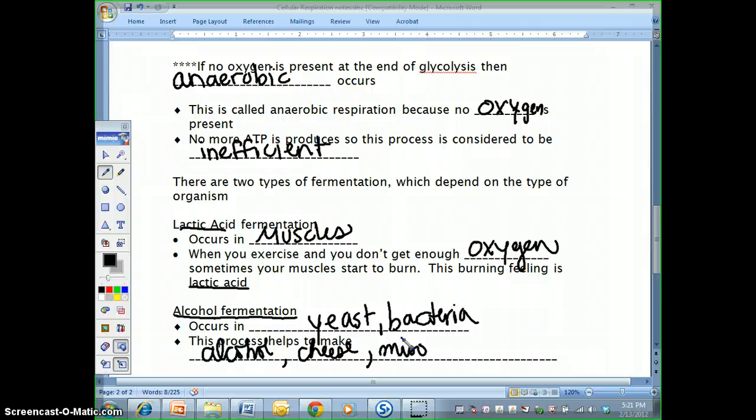Okay, so that is it for cellular respiration. The goal is to make ATP from glucose. Remember your analogy: glucose is the $100 bill, ATP is the single dollar bill.